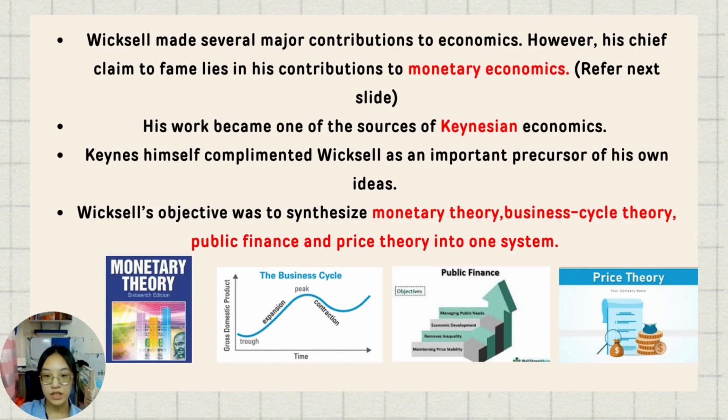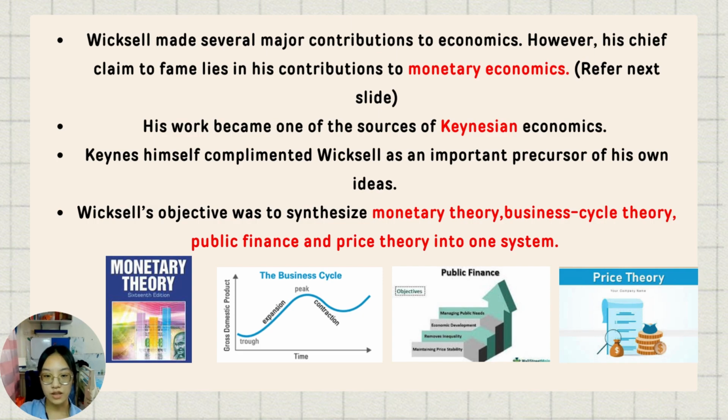Wicksell made several major contributions to economics. For example, he was one of the earliest economists to suggest that the typical firm will first experience increasing returns, then constant returns, and finally decreasing returns as it expands its size. Wicksell anticipated the theory of monopolistic competition that was worked out later by Chamberlin and Robinson in the 1930s. In addition, his work became one of the sources of Keynesian economics. Keynes himself complimented Wicksell as an important precursor of his own ideas.